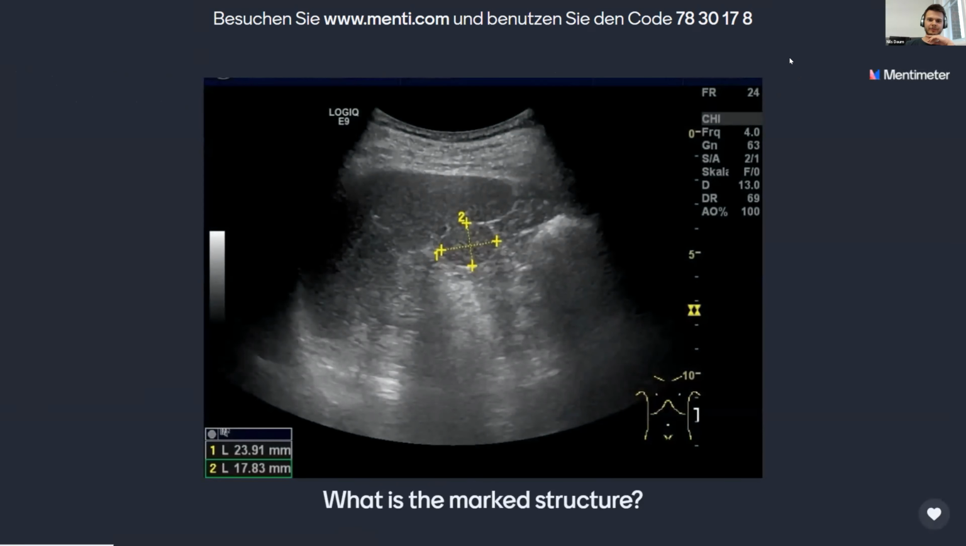Exactly, and this is our first real case. So you have the spleen here, and you have a marked structure. And now the question is, what is this marked structure? What do you think?